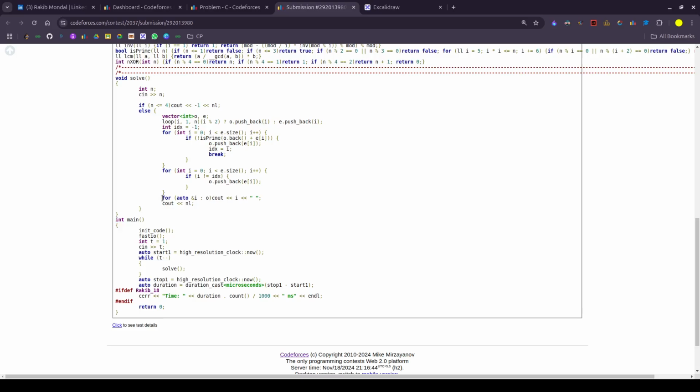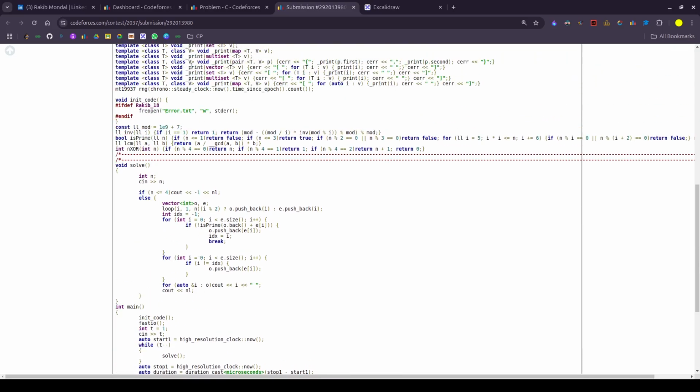Okay. So after that, just directly printing each and every element of the odd vector. So this is the solution. Hope you all understand this solution.